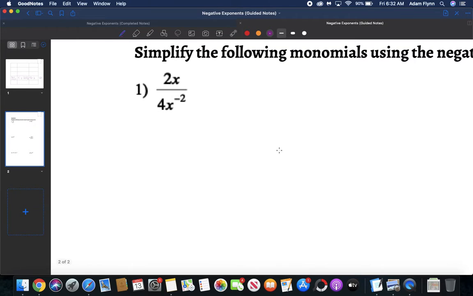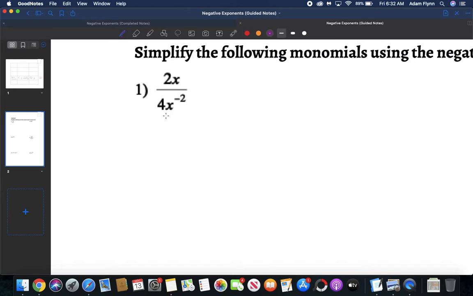If I take a look at this first problem, I've got 2x all over 4x to the negative 2nd power. From the rules we've already learned, we know this is a quotient rule problem because there's a fraction bar. So here we're combining a couple of our properties. We're eventually going to have to use the quotient rule, but in the meantime, let's get rid of the negative exponents. I like to make all my exponents positive before I actually move on with the simplifying process.